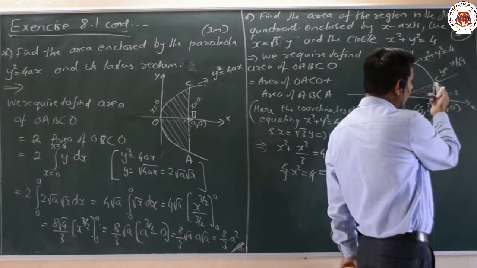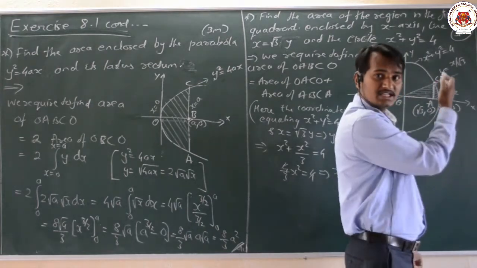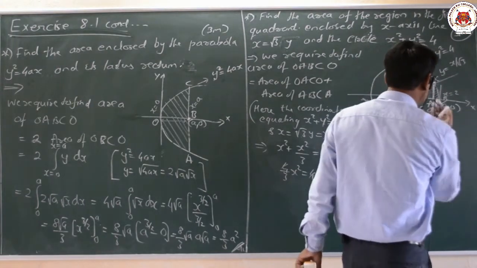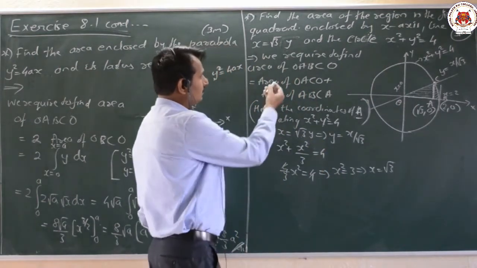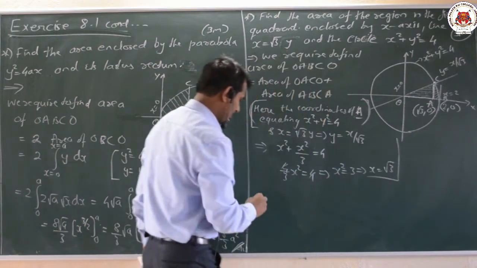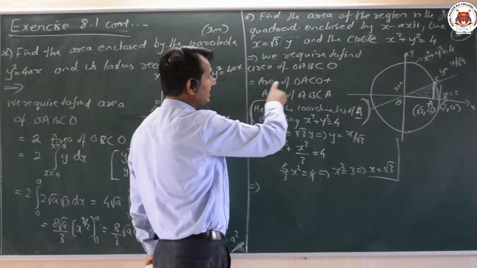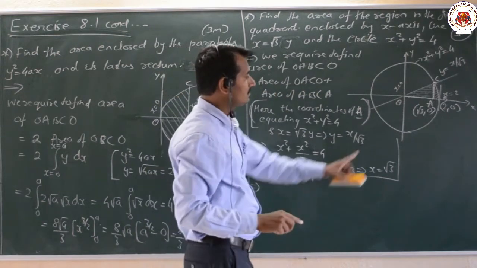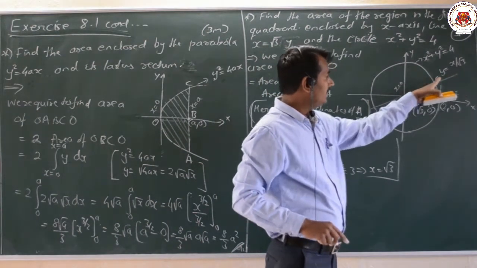Now after finding out this value, the x value will be same here. According to the diagram, the x value will be same here, that is our root 3. Now we shall go according to the formula here. What we have is that the area of OABCO is equal to the area of OACO. That means here we require to find the area under this particular curve.